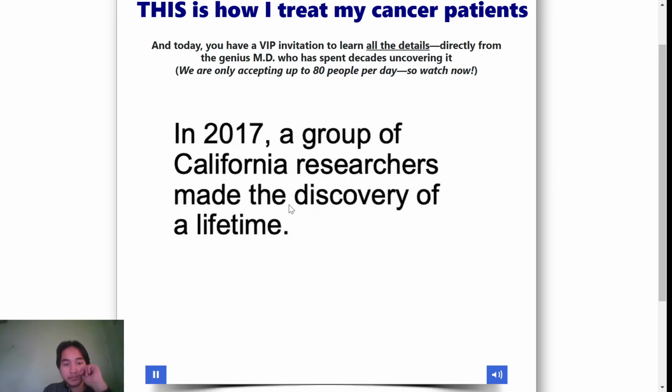In 2017, a group of California researchers made the discovery of a lifetime. Now they are going through the whole story element, right? The story route. That way people read more, and whenever you cite a study, it's more like a story as well. It acts as a story. It's not a story, it's a whole research thing. It acts as social proof, but it also acts as a story.